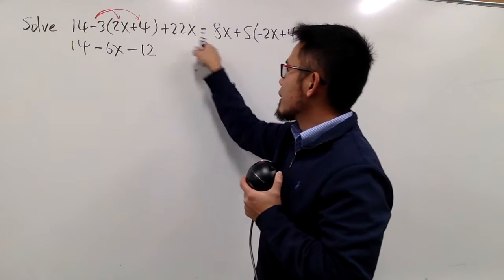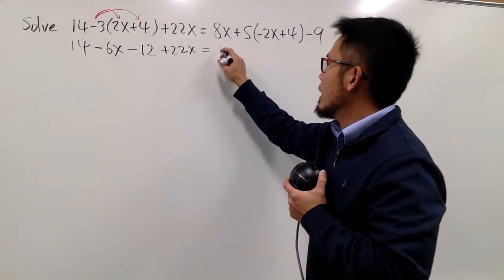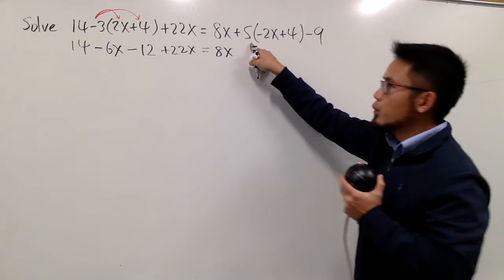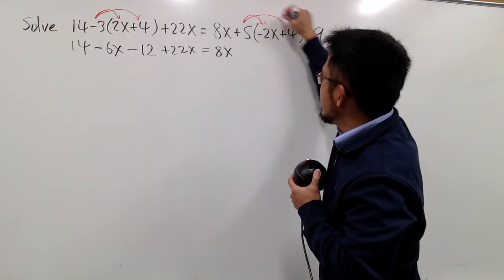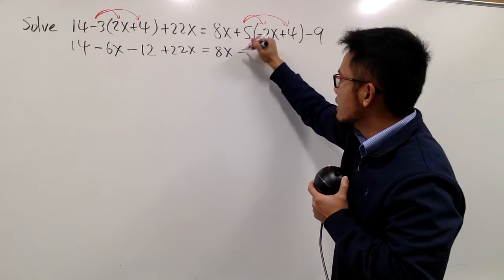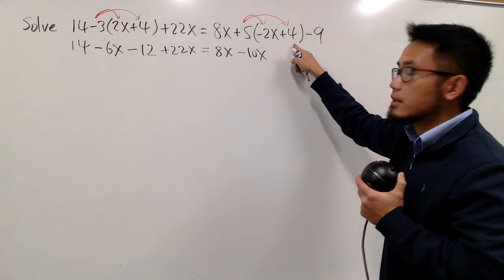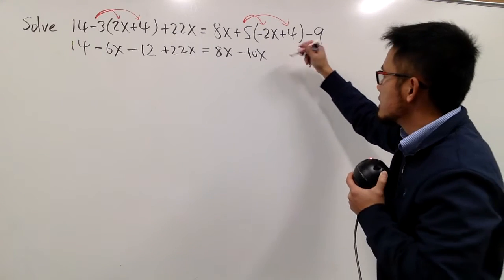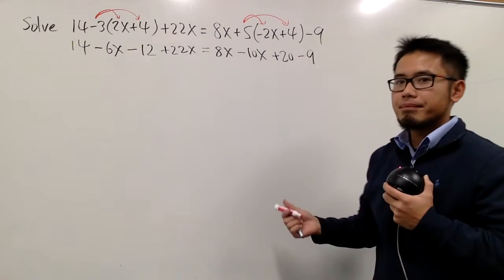And we continue. This right here, we bring it down, plus 22x. And then this is equal to the 8x. And here we have this part again. Take the positive 5, multiply in. And we see that 5 times negative 2x will give us minus 10x. And 5 times 4 gives us positive 20. And then right here, we have minus 9.